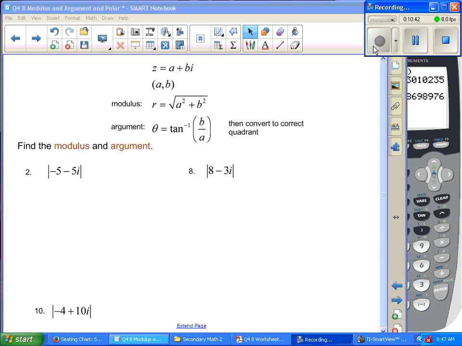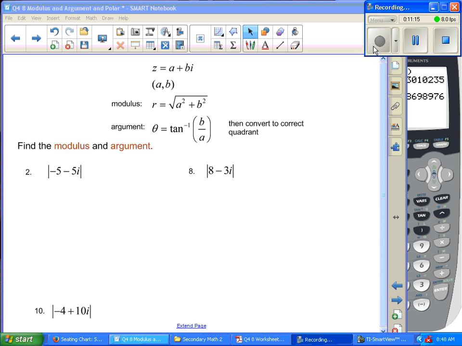And then to get the argument, it's going to be tangent on every single one, because the A and B are going to make the two legs of the triangle, a right triangle if you draw it in. So it's always going to be B over A, so inverse tangent of B over A. And then it says convert to the correct quadrant, because again, inverse tangent will always give you an answer between negative 90 and positive 90. But you don't always want to be in the first and fourth quadrant. Sometimes you want the third or second quadrant. So whatever answer you get from the calculator, convert it into whatever quadrant you need.